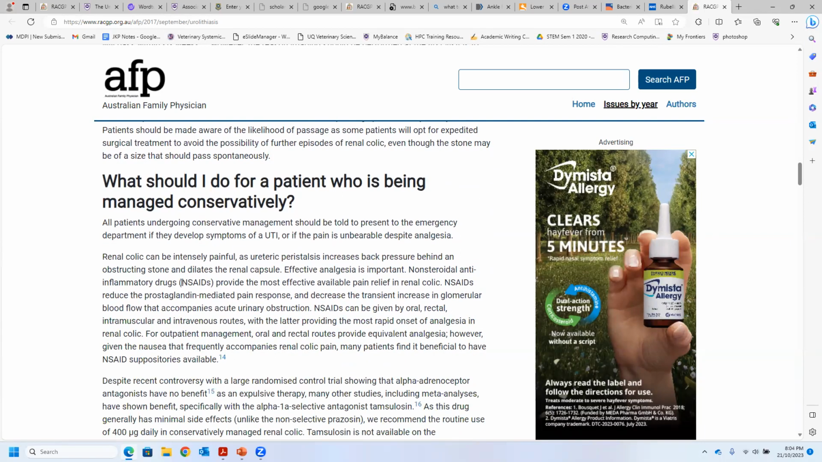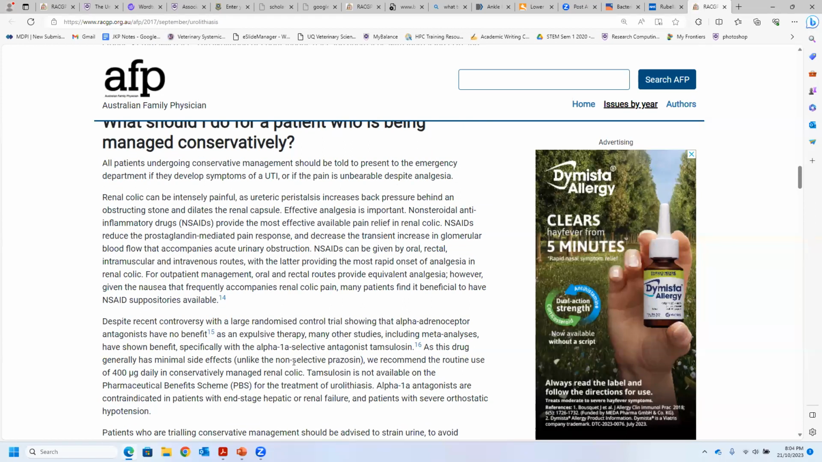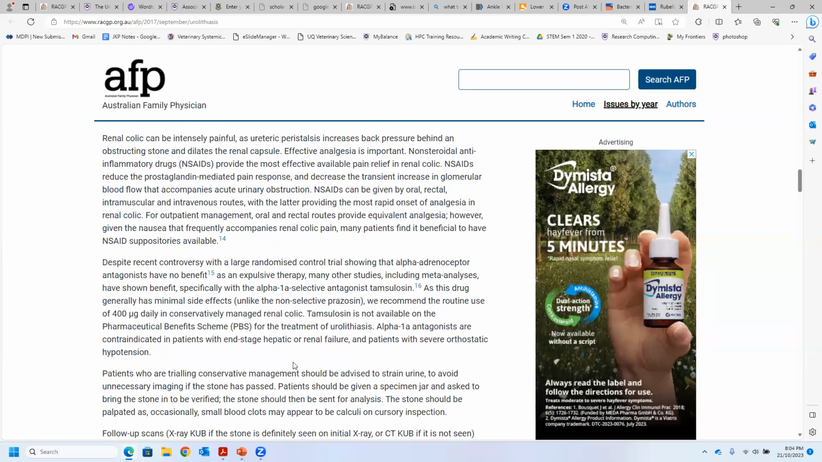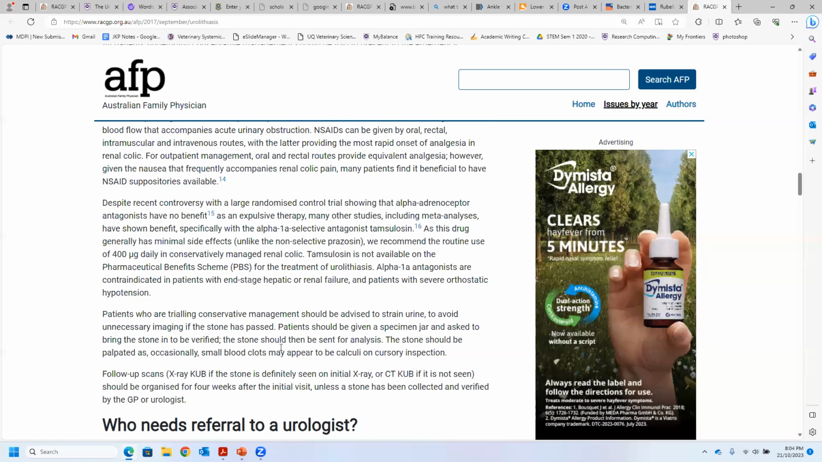So what kind of NSAIDs can you use? You can use them orally, rectally, intramuscular, or IV. For example, acute pain, the patient is coming in the emergency. Don't give oral NSAIDs, give IV ibuprofen for this patient. And sometimes Temilocin as well. It can help the patient to pass the stones.